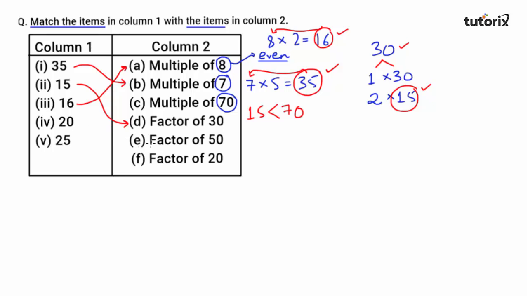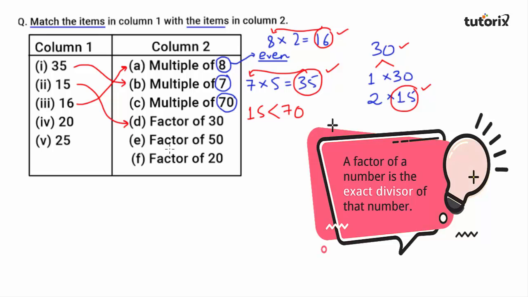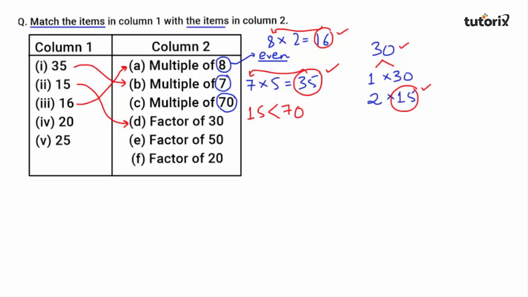So, can 20 be a factor of 50? Well, a factor is nothing but an exact divisor, right? So, let's try to divide 50 by 20 and see if the remainder is 0. 20 into 2 is 40, right? See, the remainder is not 0, it is 10. So, 20 is not an exact divisor of 50, or in other words, 20 cannot be a factor of 50. We move on to the next option.